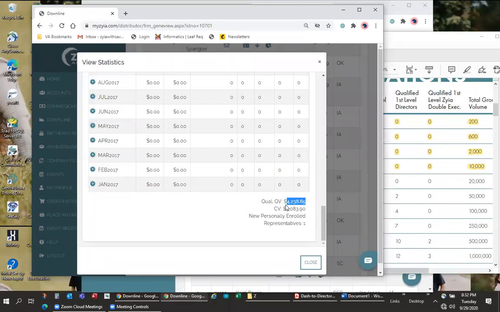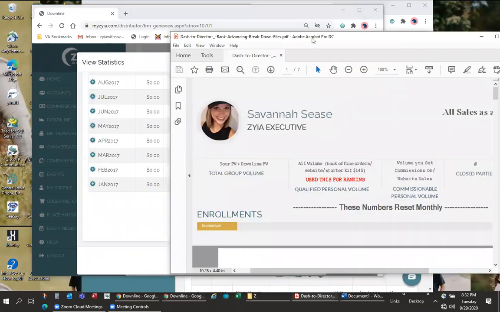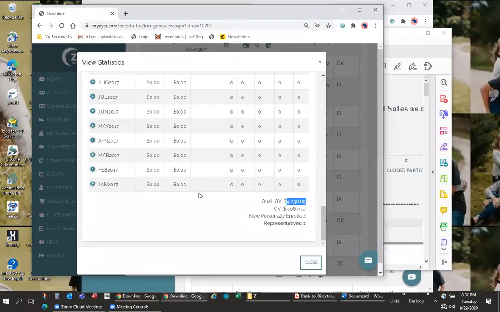Obviously, if it's your own, you can see it on your dashboard really easily at the top of your screen, but for your team, you would have to pull this report, okay? Does that make sense?